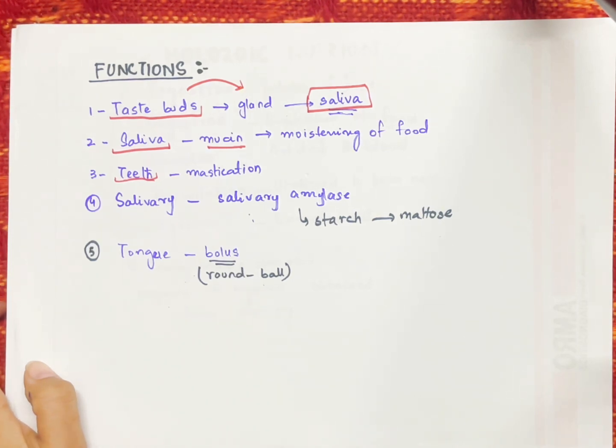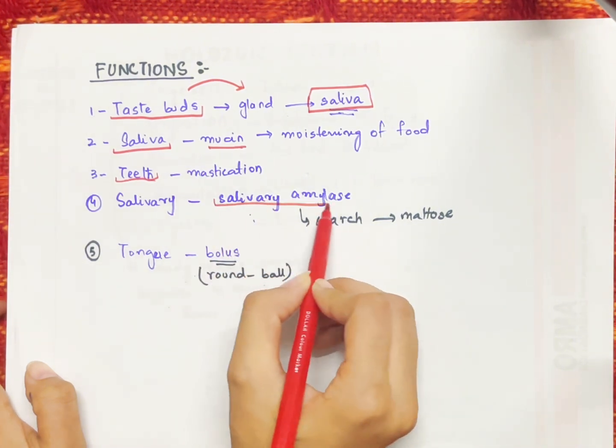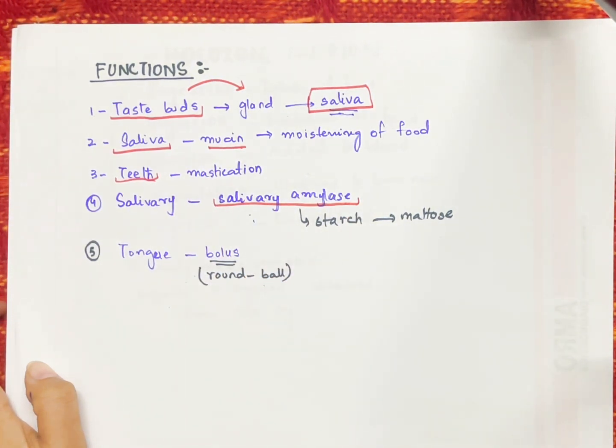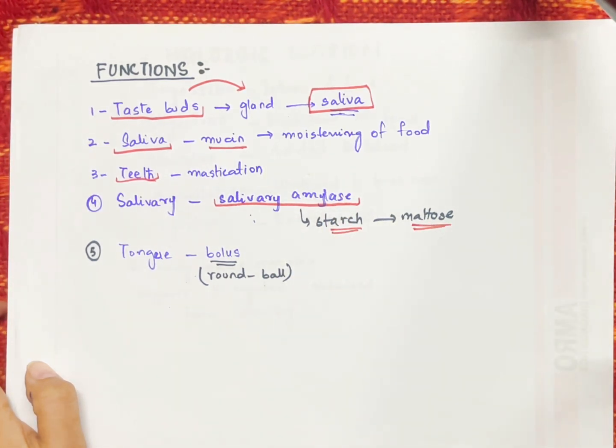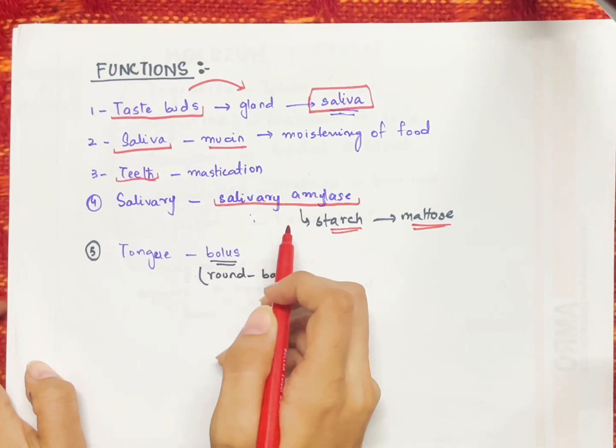The salivary glands majorly release salivary amylase. Salivary amylase is one of the major enzymes released in the mouth and the buccal cavity, and it helps us convert starch into maltose. For example, a piece of bread is an example of starch that is broken down into maltose with the help of salivary amylase right in your mouth and the buccal cavity.